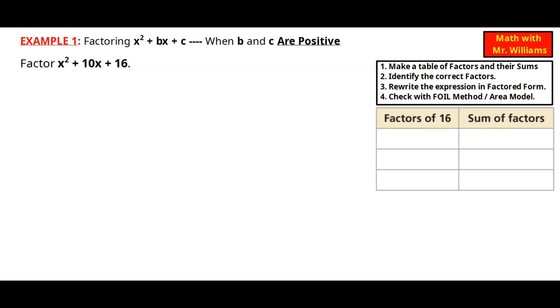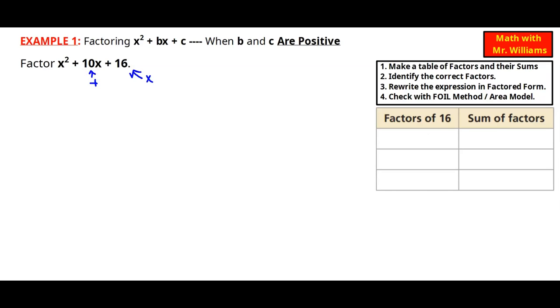Math with Mr. Williams. Example 1. Factoring x squared plus bx plus c when b and c are positive. So in this example, we're going to factor x squared plus 10x plus 16. To begin this problem, we're going to look for factors of 16 that add up to get 10. All right, so let's go ahead and break this apart now.